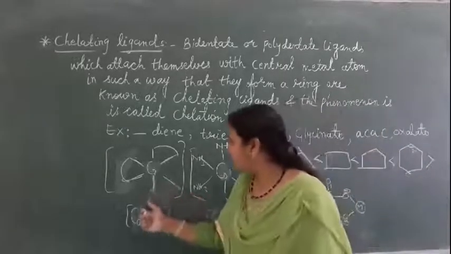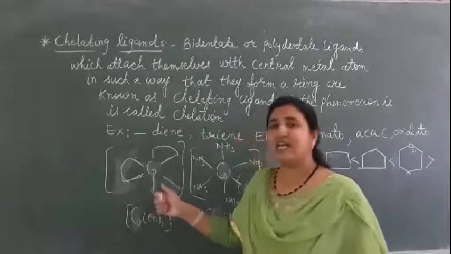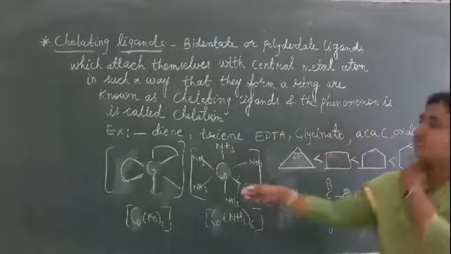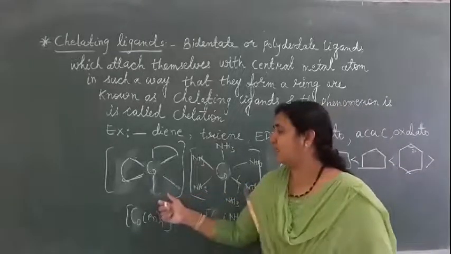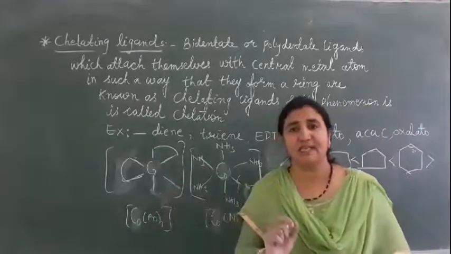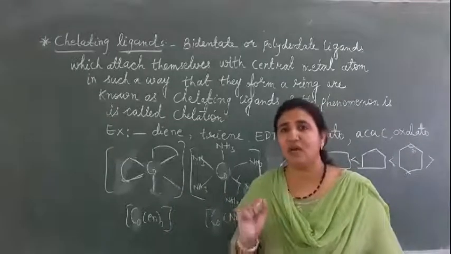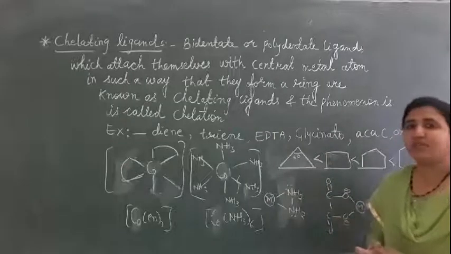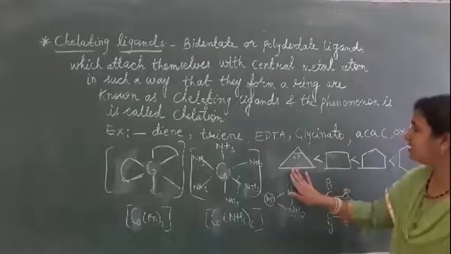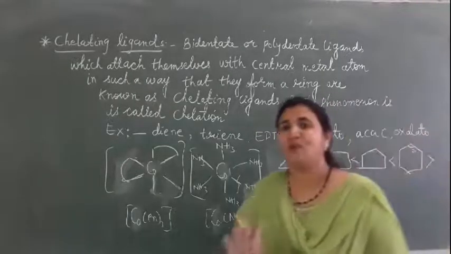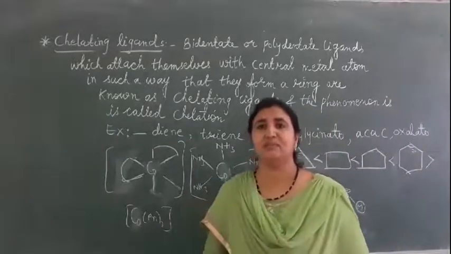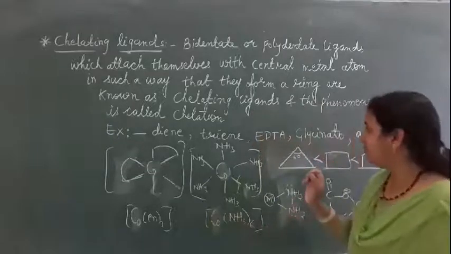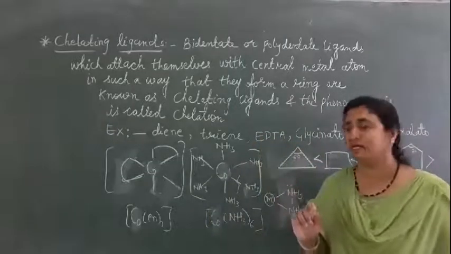To remove the chelating ligand here, we have to remove both the ligands, and extra energy is required to remove this one. That's why chelating ligands give stability to the complex. This chelation process gives stability. They can form a 3-membered ring, 4-membered ring, 5-membered ring and 6-membered ring. Now the stability of the chelation depends on the number of members in the ring.